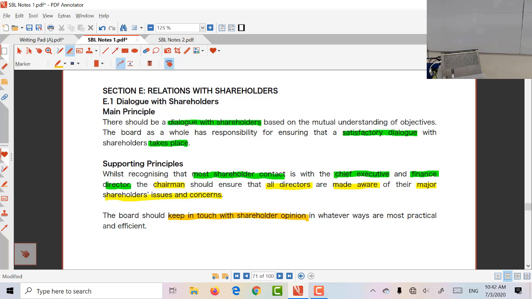Right? Now, I heard somebody say AGM is one of the ways, alright? Yeah, AGM is definitely one of the ways because it's the most direct way where shareholders are told to speak up. But will all shareholders come for the AGM? Then what other ways can you get shareholders to participate?